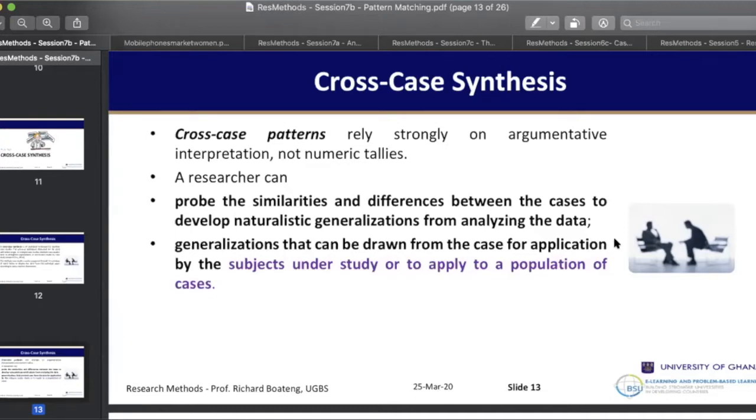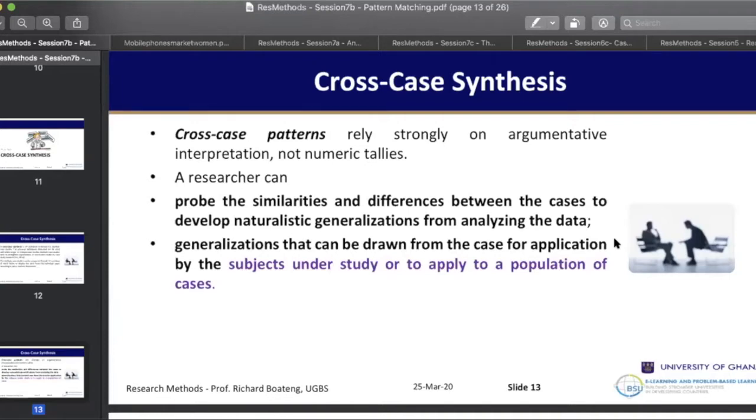A researcher can probe the similarities and differences between the cases to develop naturalistic generalization, not statistical generalization. Naturalistic generalization from analyzing the data. Generalization that can be drawn from the case for application by the subjects under the study or applied to a population of what? Population of the cases. So we can look at the subjects of the study and say that, oh, the market women tend to be behaving in a particular way.